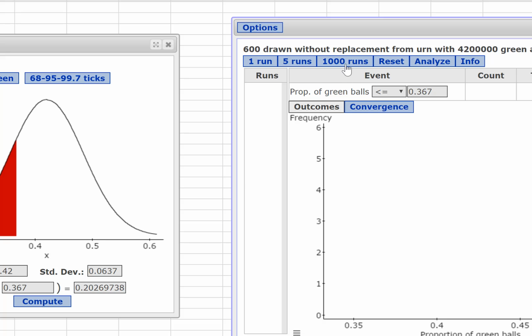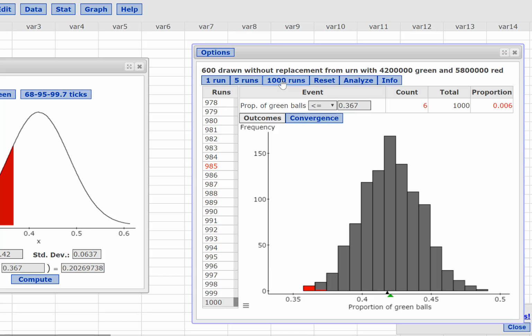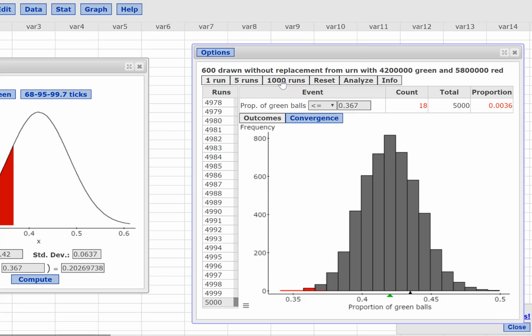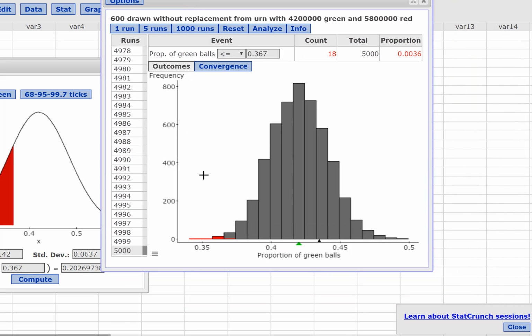Click compute. I'll go out and survey 600 people a bunch of different times. Let's make it 5,000. Boy, that was easy. And what did I get for the proportion that were less than or equal to 0.367? How many times did I observe a sample proportion of 0.367 or less? Only 18 out of 5,000. So is observing a sample proportion of 0.367 or less unusual if the population proportion is 0.42?